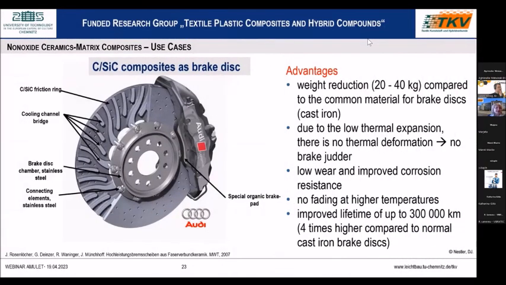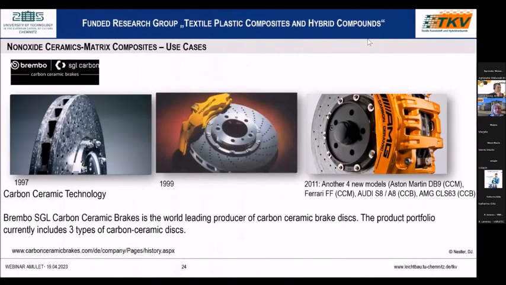Brake discs are well known in high power cars, in luxury and sports car classes. Compared to cast iron discs, they have a weight advantage of up to 40 kilograms, little wear, no fine dust, and 4 times longer service life, but they are too expensive. Brembo SGL is the world leading producer of carbon ceramic brake discs, and the product portfolio currently includes 3 types with many models of carbon ceramic discs.